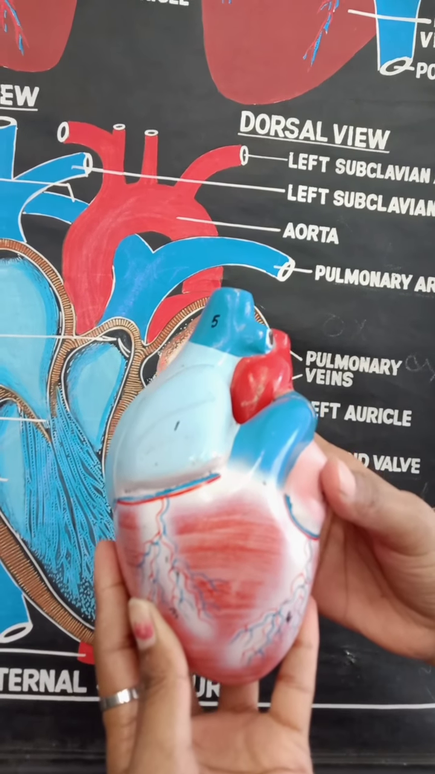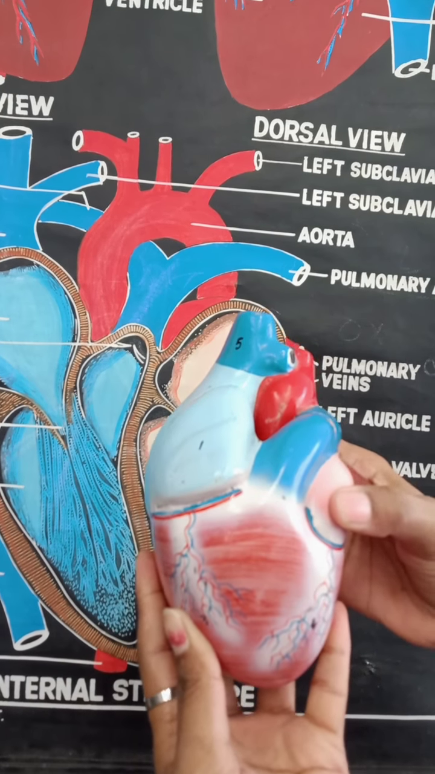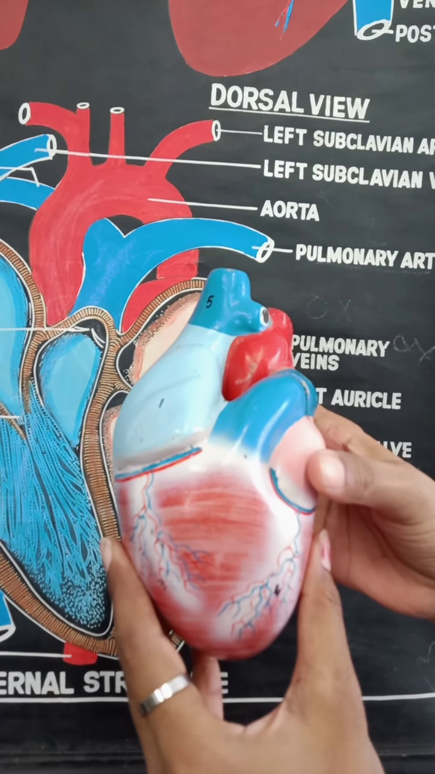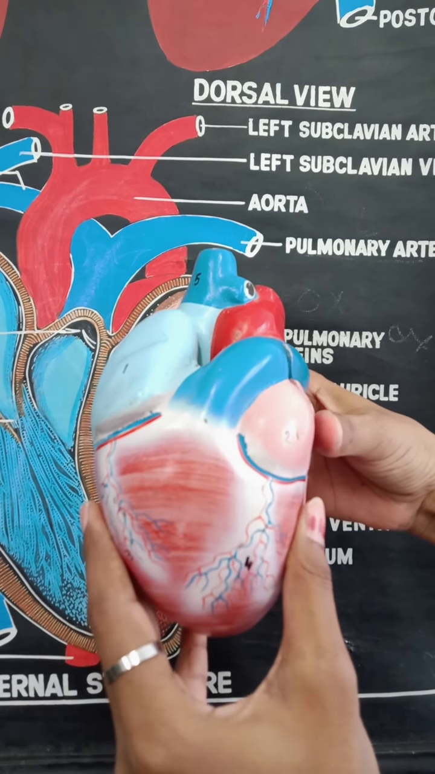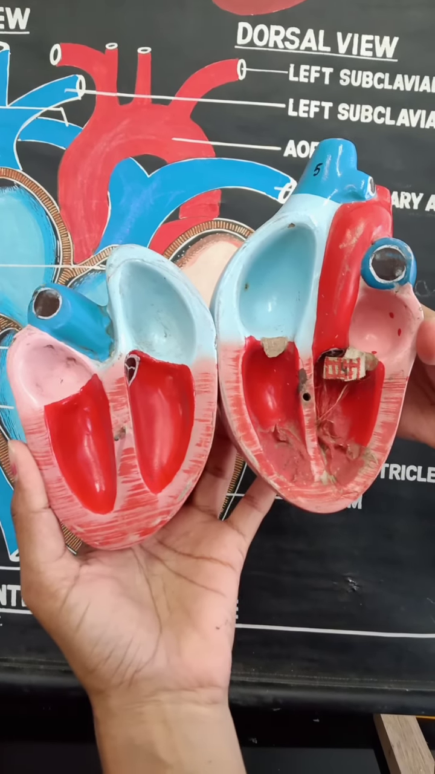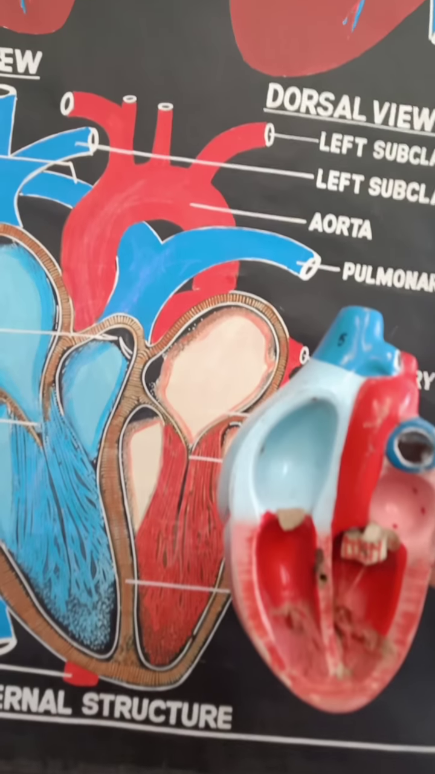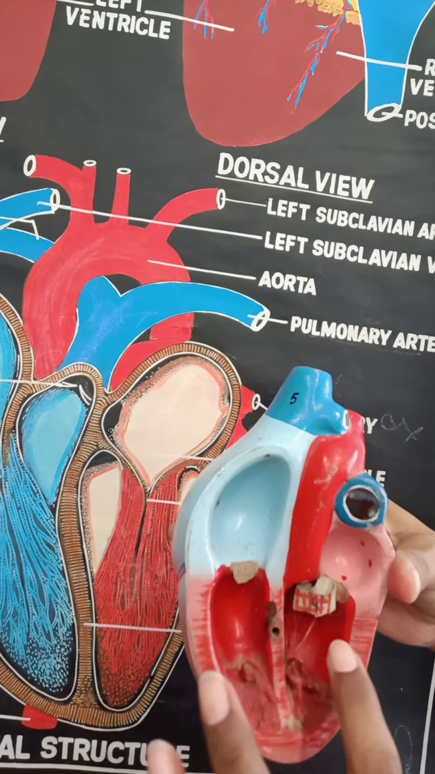So children, now in this video we will see and study the internal structure of the heart and its different components and other structures related to the heart. So internally, if we see, the heart is made up of 4 chambers. Now you can see the chambers. These are the 4 chambers of the heart: 1, 2, 3 and 4.